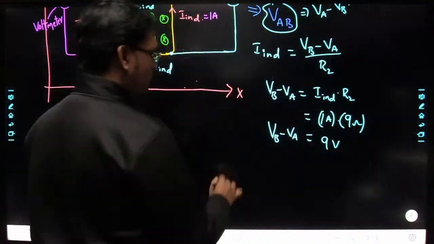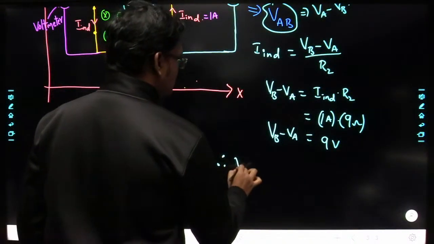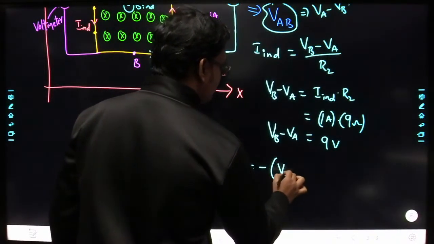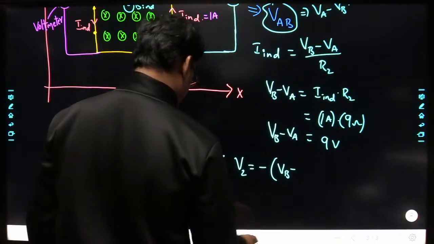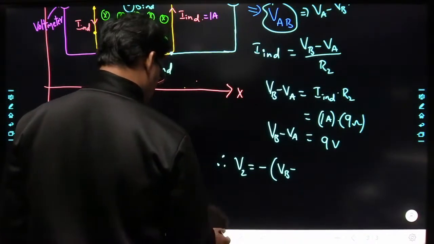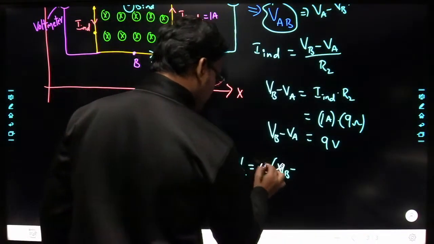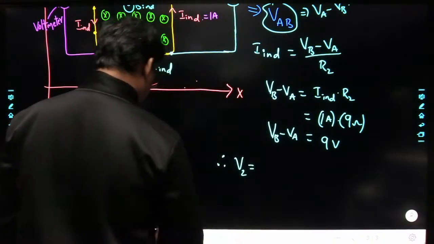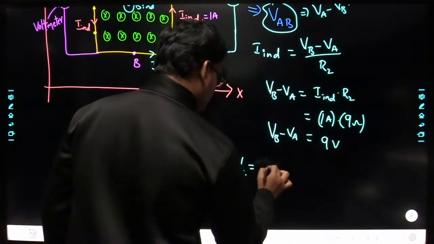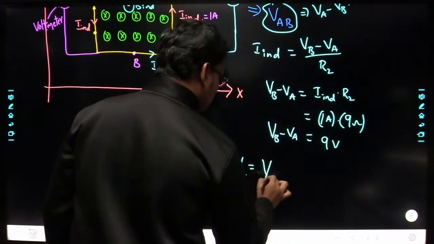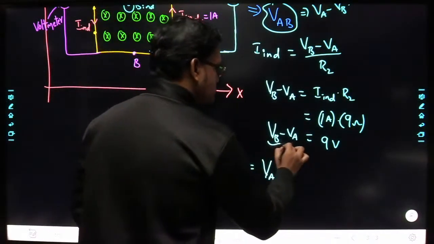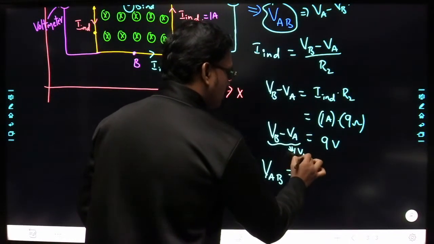Okay. So therefore V2 is equal to minus of VB minus VA. Yes or no? Okay. So you can write directly here, V2 is equal to VAB. So VAB is equal to what here? This is nothing but VBA, right?